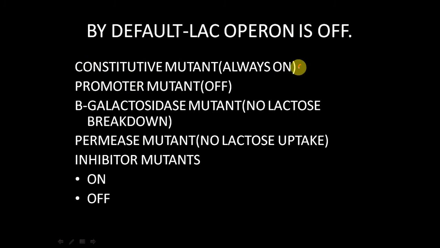Mutants would be constitutive mutants or Oc, promoter mutant or P-, the beta galactosidase mutant, also known as the Z- mutant, the permease mutant or the Y- mutant, and the inhibitor mutants of 2 types, I- and Is. The I- mutant switches on the Lac Operon and the Is switches off the Lac Operon. Let's look at the mechanism of how these things are brought about and also the phenotype that will be produced.